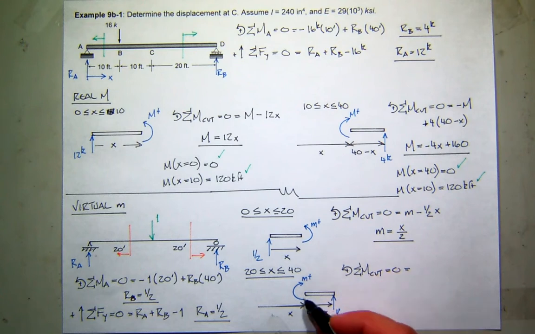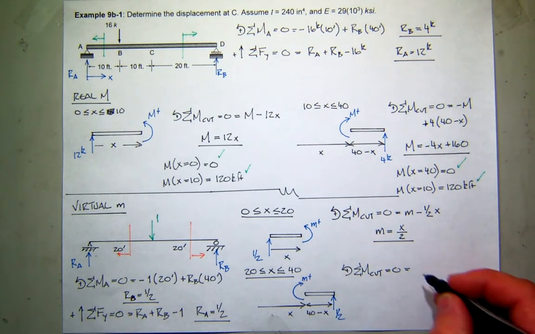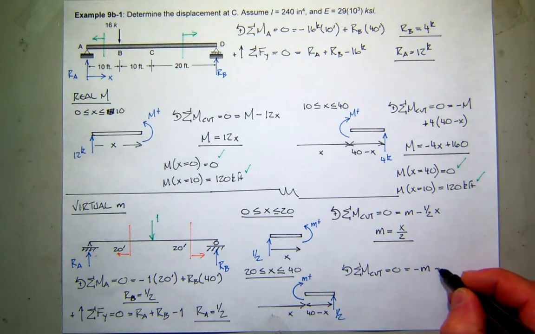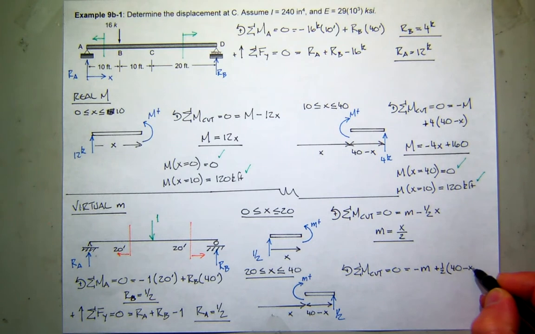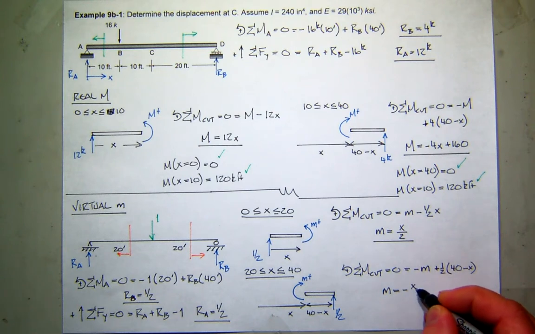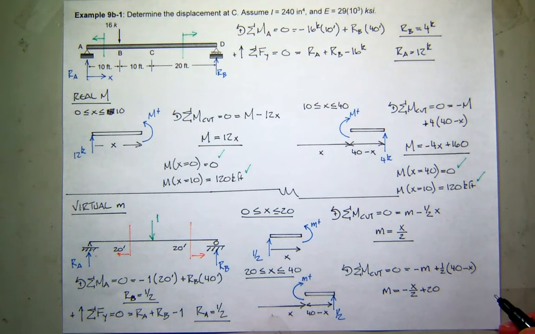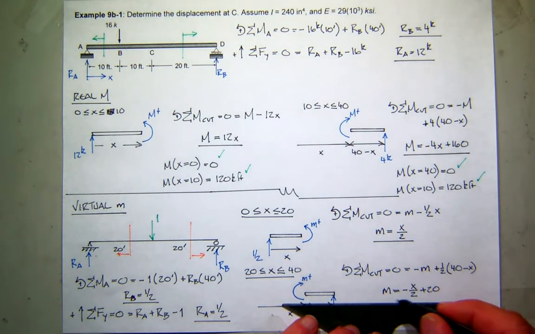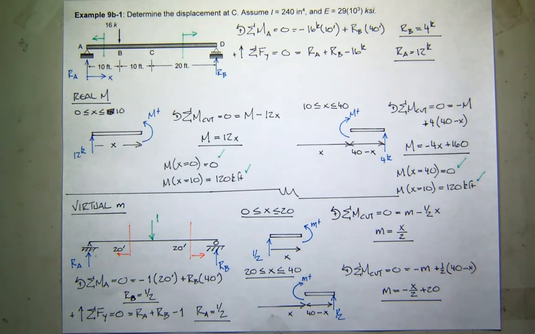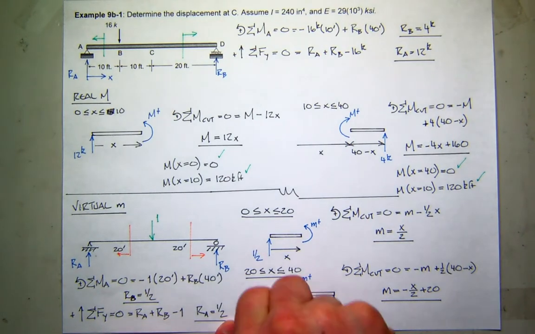Since I'm using right-hand rule, this internal moment is negative. And about the cut, my reaction moment is positive. And that'll be 1/2 is the force, and the distance is 40 minus x. So my internal moment, doing my arithmetic, looks like minus x over 2 plus 20. So if there is hard work, it has been done.